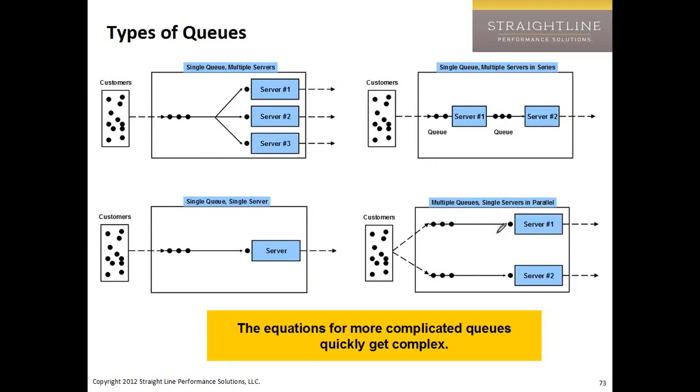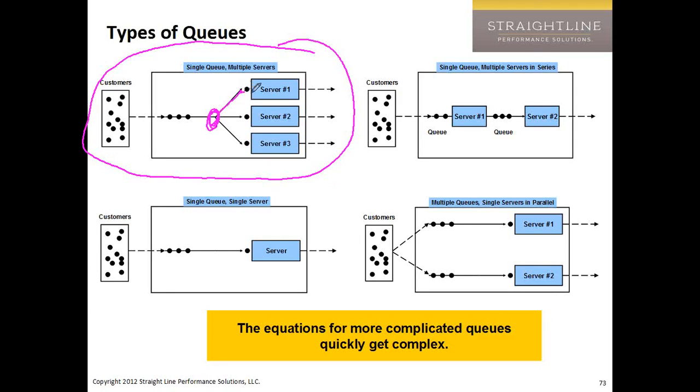All right, what are some of the types of queues? Well, what we're going to focus on is this one right here. Here are 4 of the basic ones. And it turns out that this is the one that you want to focus on. When you're designing queues, it turns out that it's best to have a single line of entry where only at the very end you branch out into multiple servers. A multiple queue with single servers in parallel is a bad design.